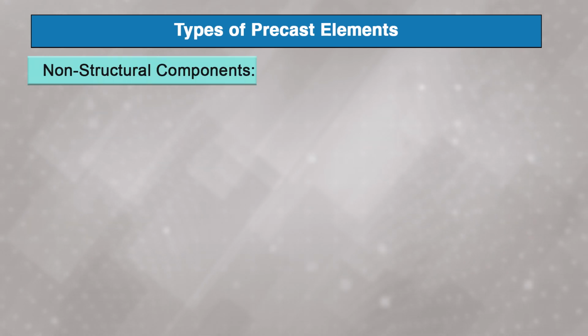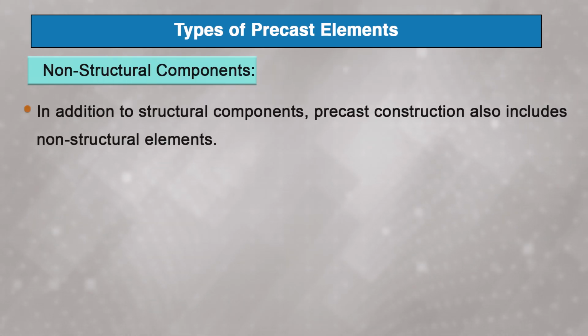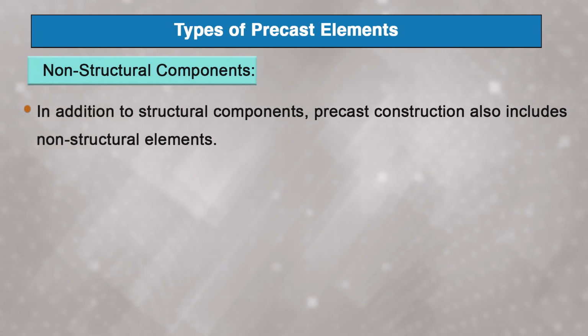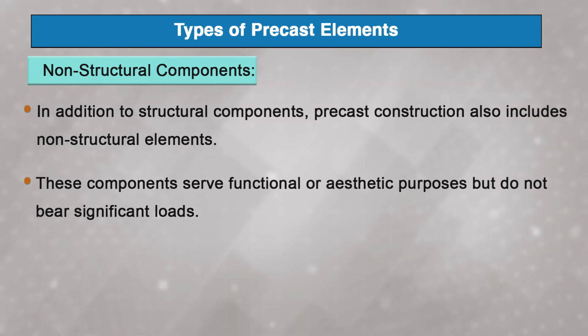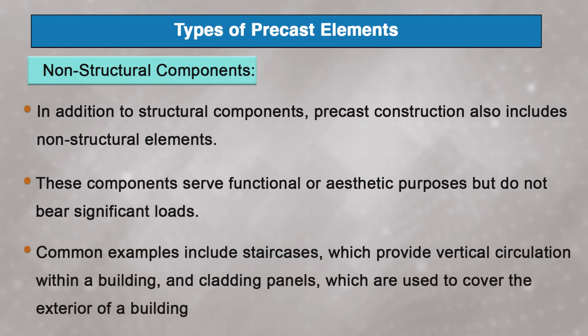If we talk about the non-structural components, in addition to structural components, precast construction also includes non-structural elements. These components serve functional or aesthetic purposes but do not bear significant load. Common examples include staircases, which provide vertical circulation within a building, and cladding panels, which are used to cover the exterior of the building, providing both insulation and a finished appearance.